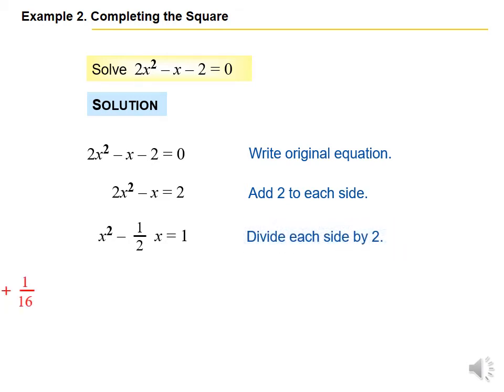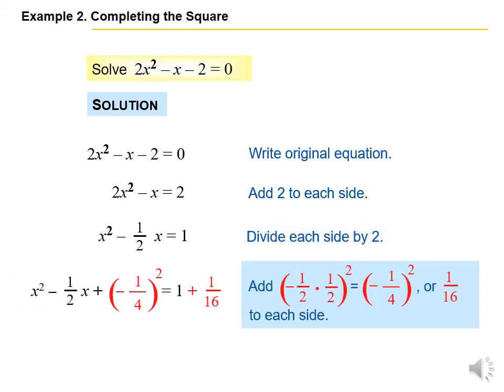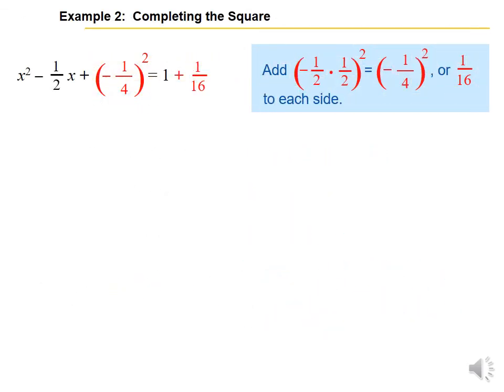Now let's open up that equation on the left side and take 1/2 of b. b is negative 1/2. Half of that is negative 1/4, and we square it. And whatever we do to the left side, we're going to do to the right side. And negative 1/4 squared is 1/16. You can see the 1/16 added to the right. And there we have it.